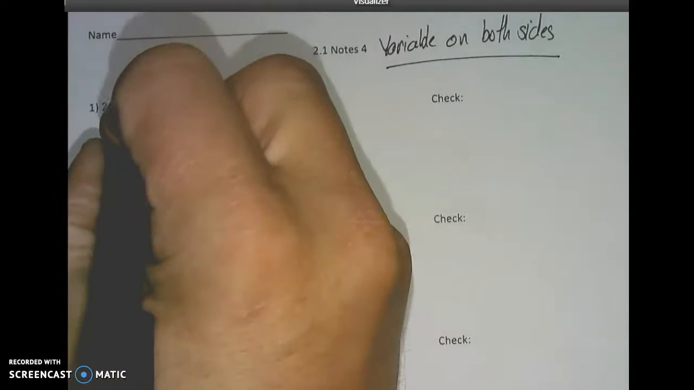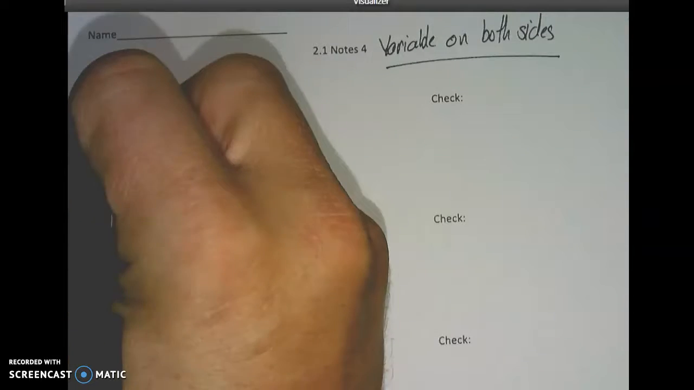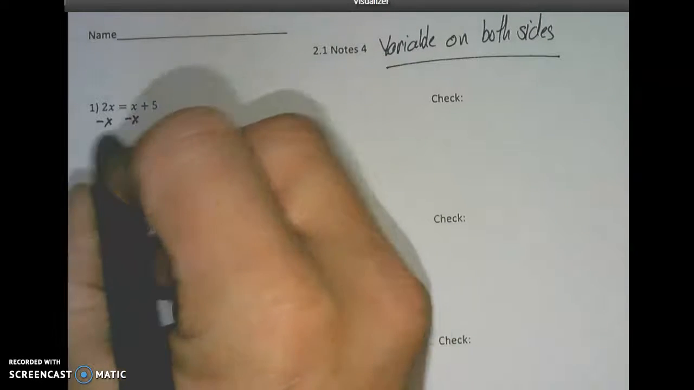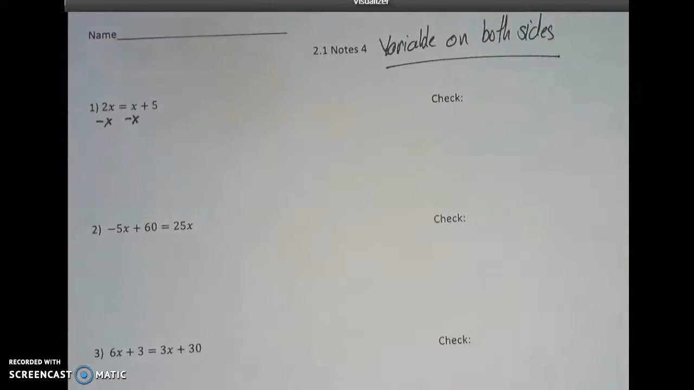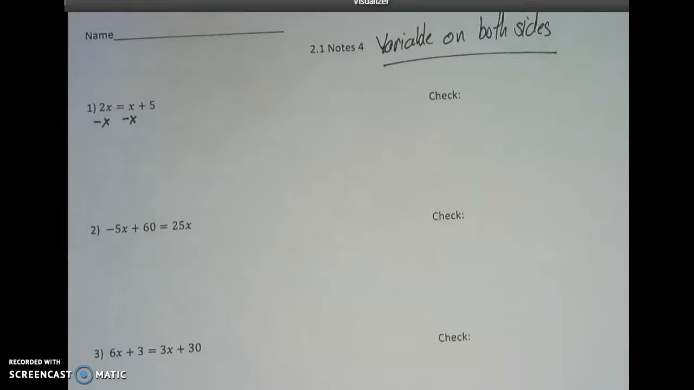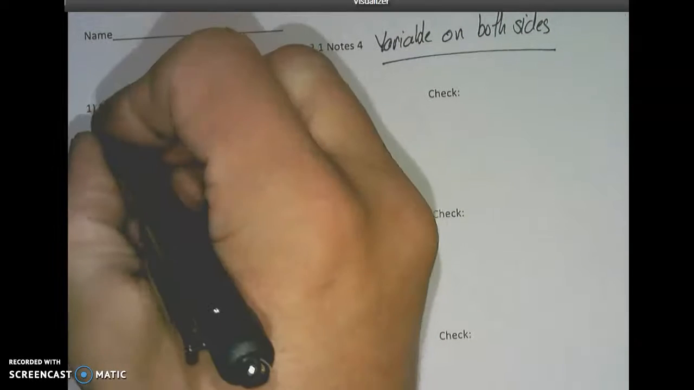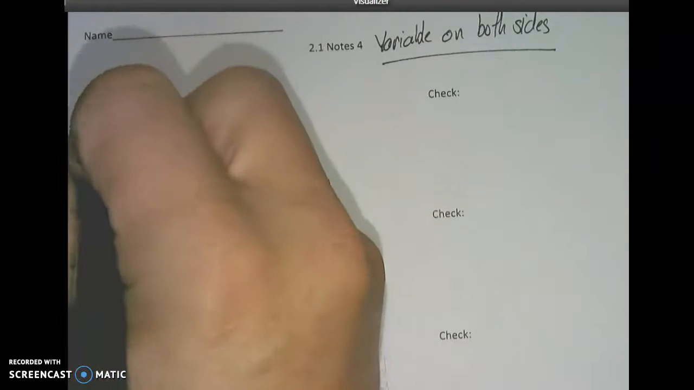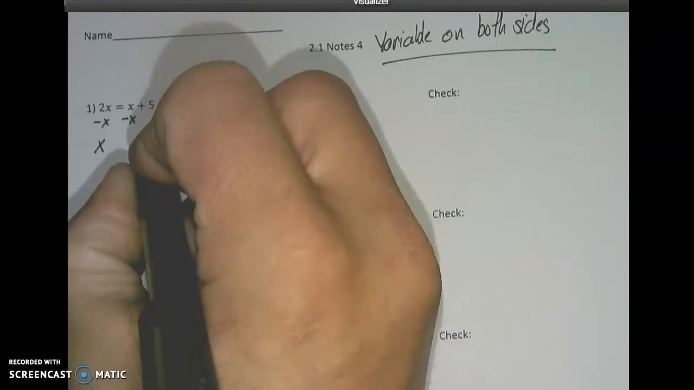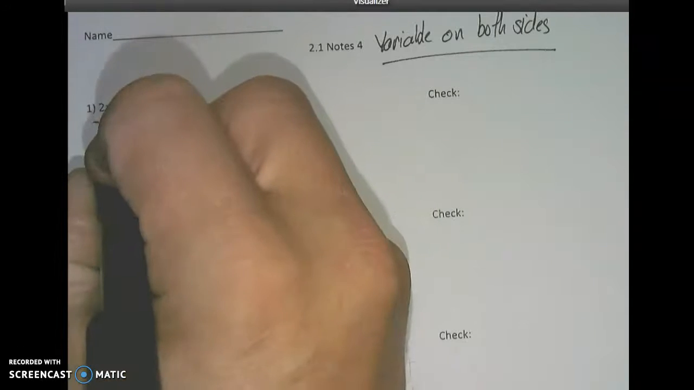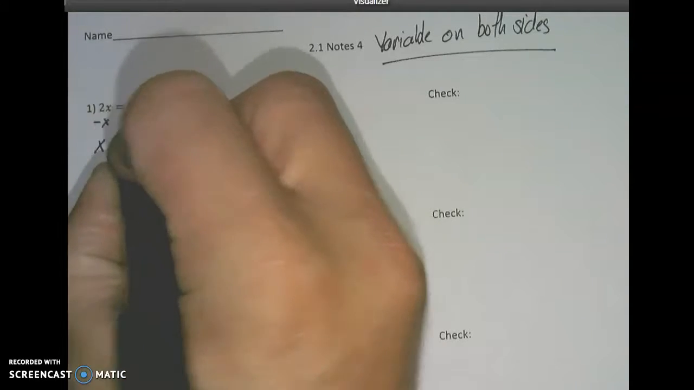So the first thing I'm going to do is subtract the x from this side to the left side because I like my variable on the left side. Okay? So 2x minus 1x is just x, correct? Then I am going to have x is equal to 5.